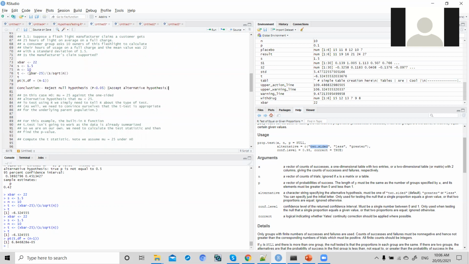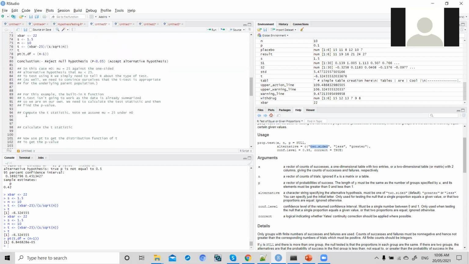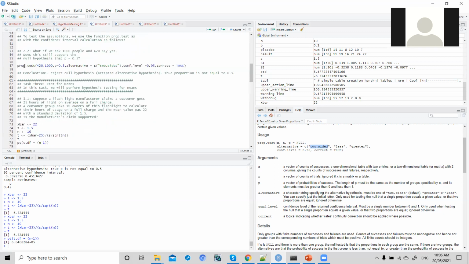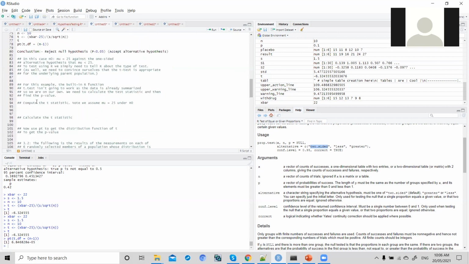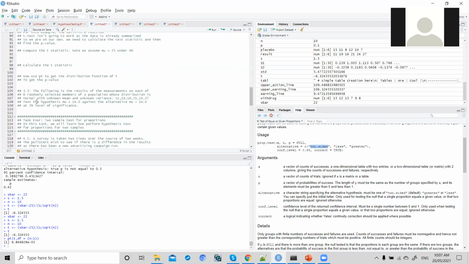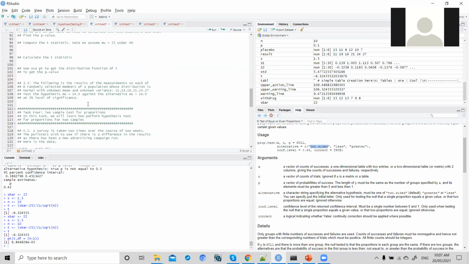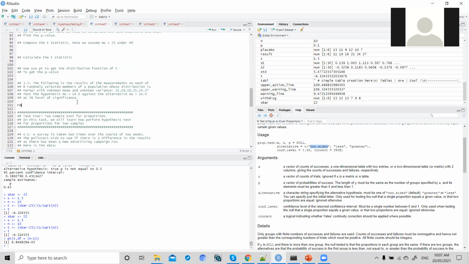So here we calculated this manually because we didn't have the sample data. We knew our x bar, so we needed to calculate t. If we have sample data, then we can use a similar approach to what we did for proportion. So suppose my data is something like this, and the result is something like here.